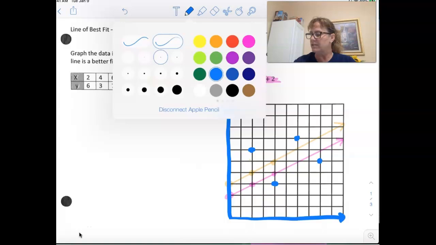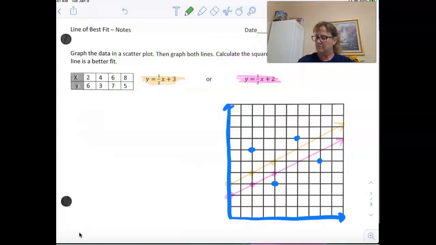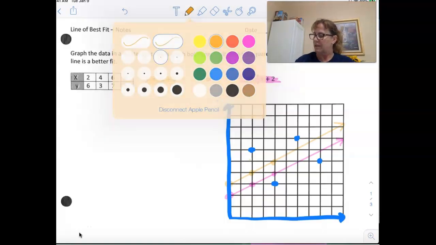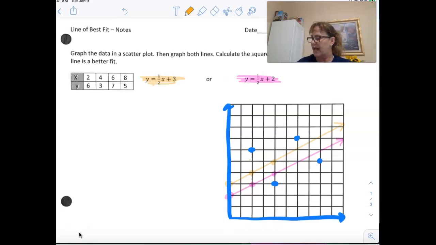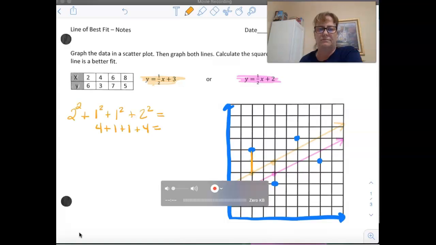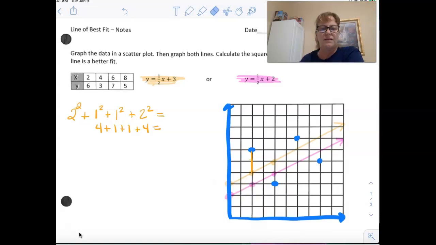is we are going to count, let me use orange. For the orange line, how many spaces or lines do I have to cross to get from my data point to the line? So as you can see, the distance here is 2, right? It took 2.